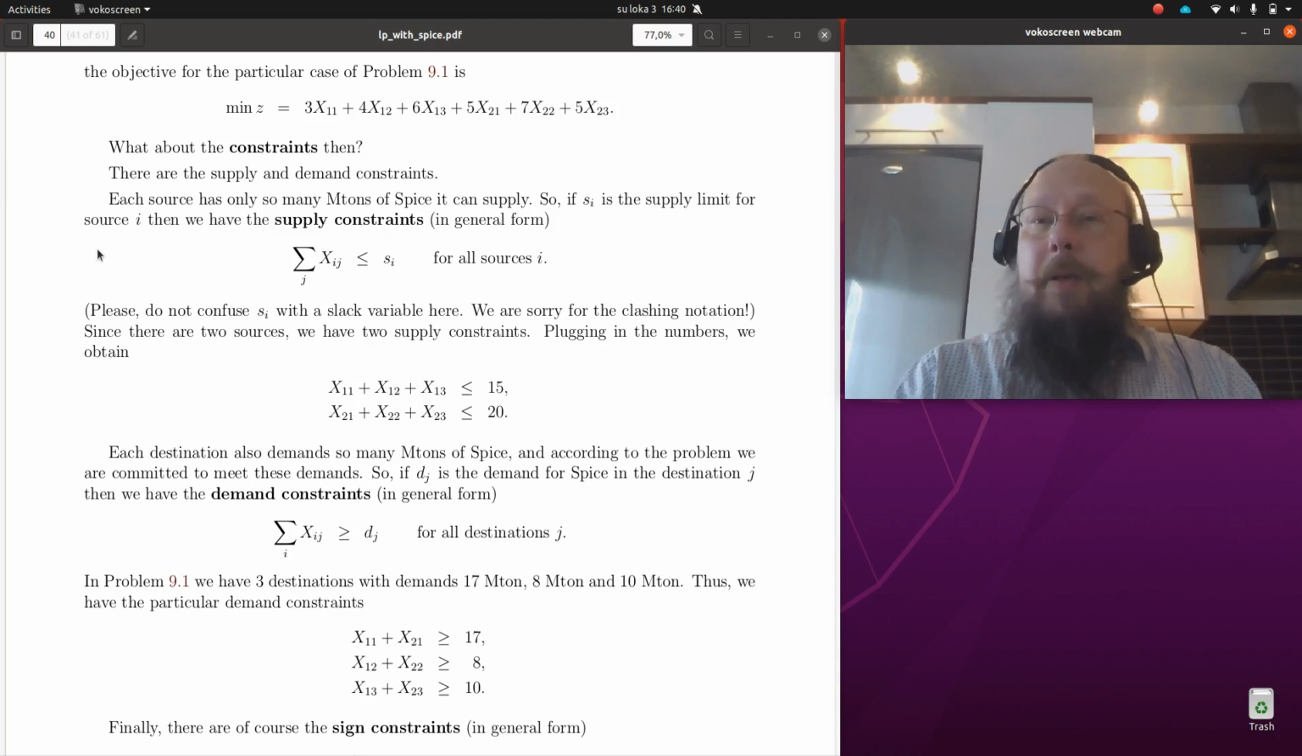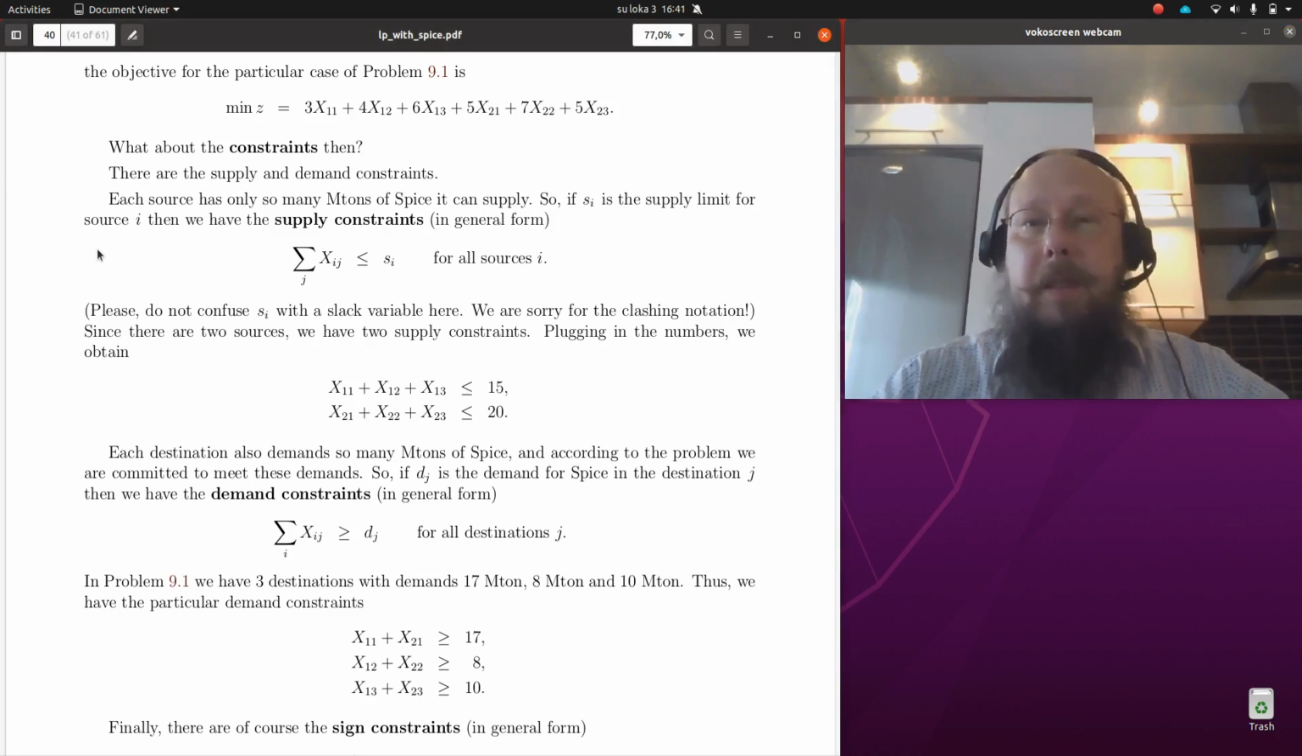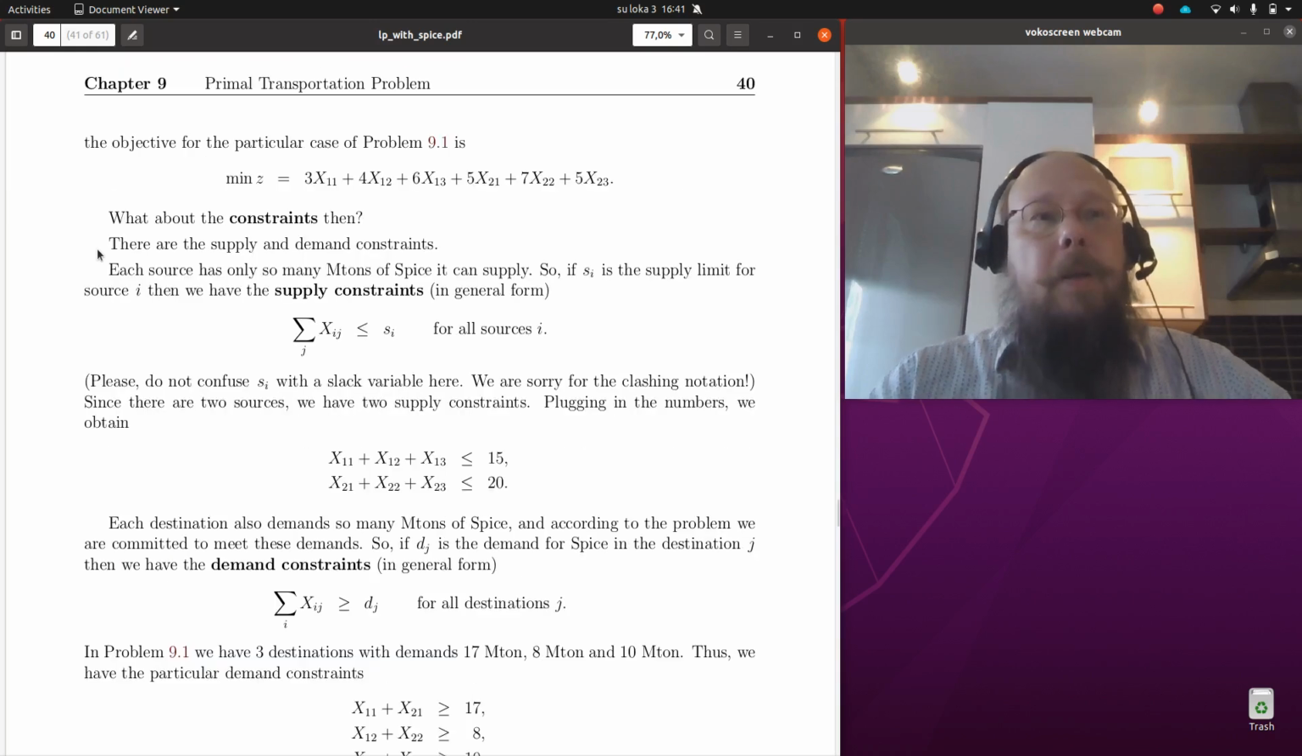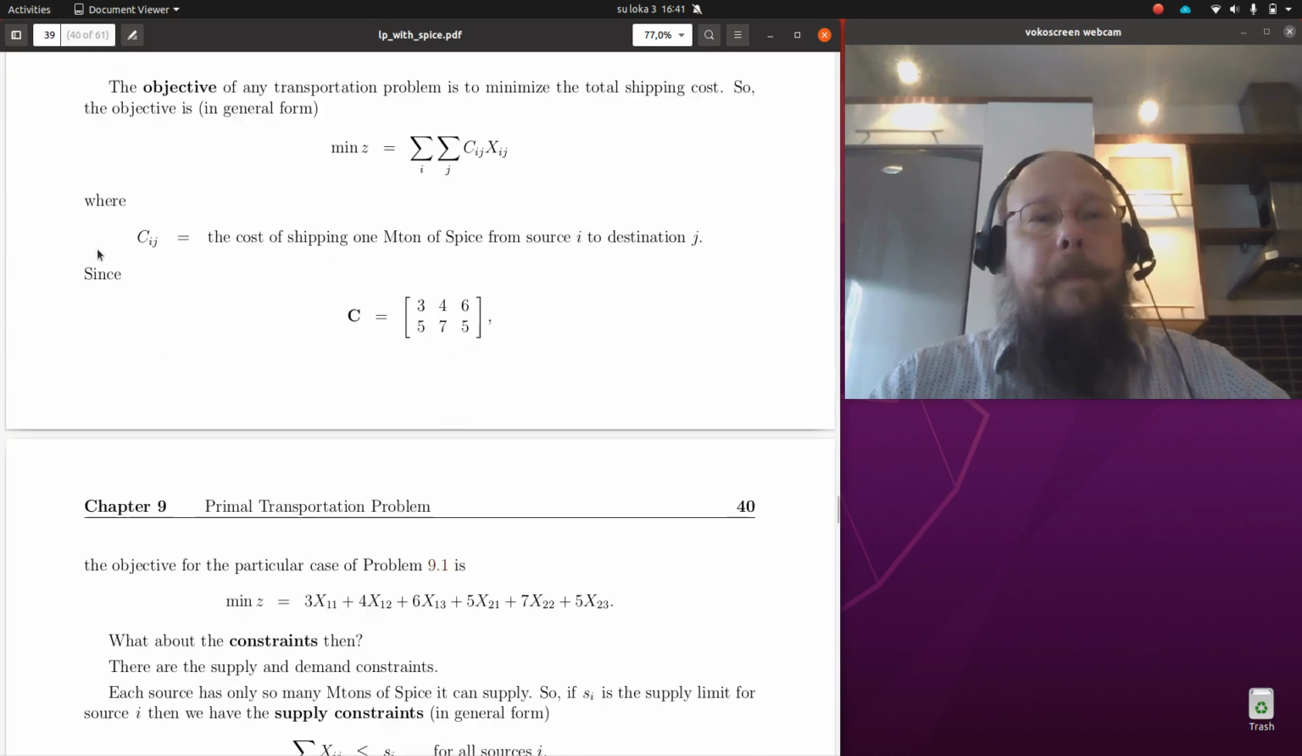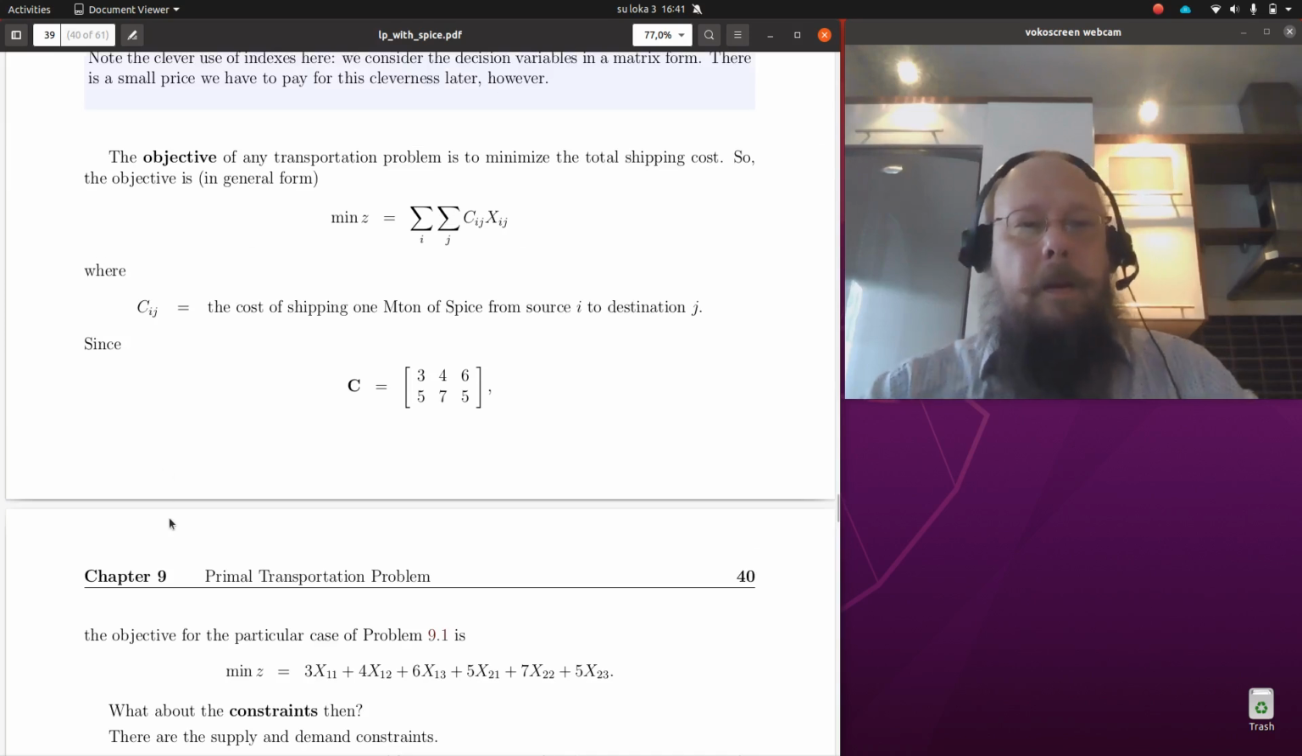I decided not to delete this babbling with the mistake, because this is indeed a case where it's easy to make a mistake, so I think it's educational to show you this. So what is our objective function? This is somehow easy, at least for me to read.